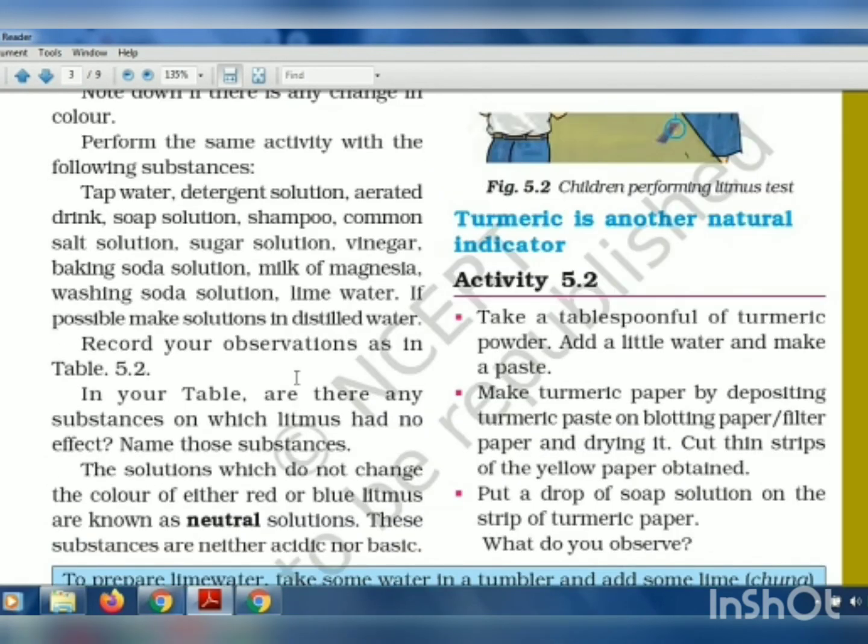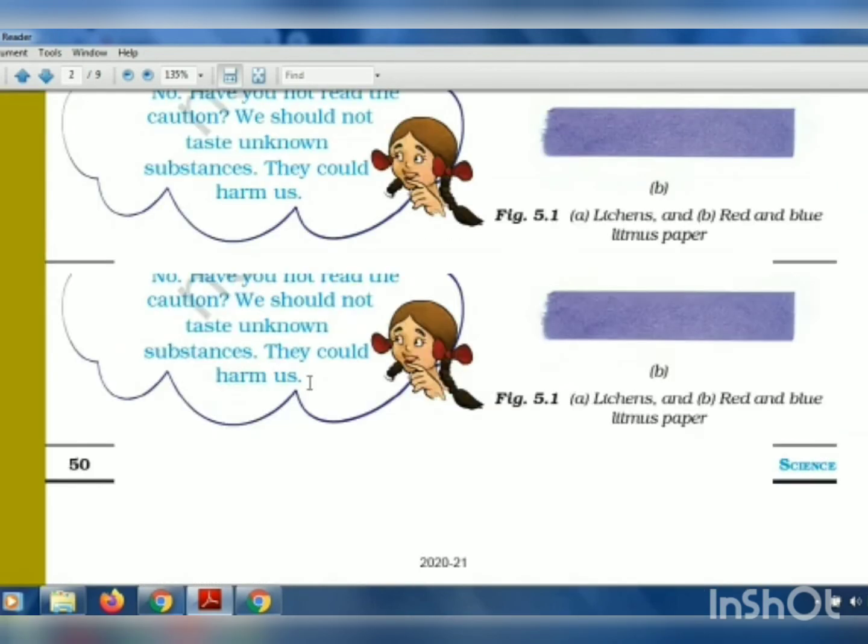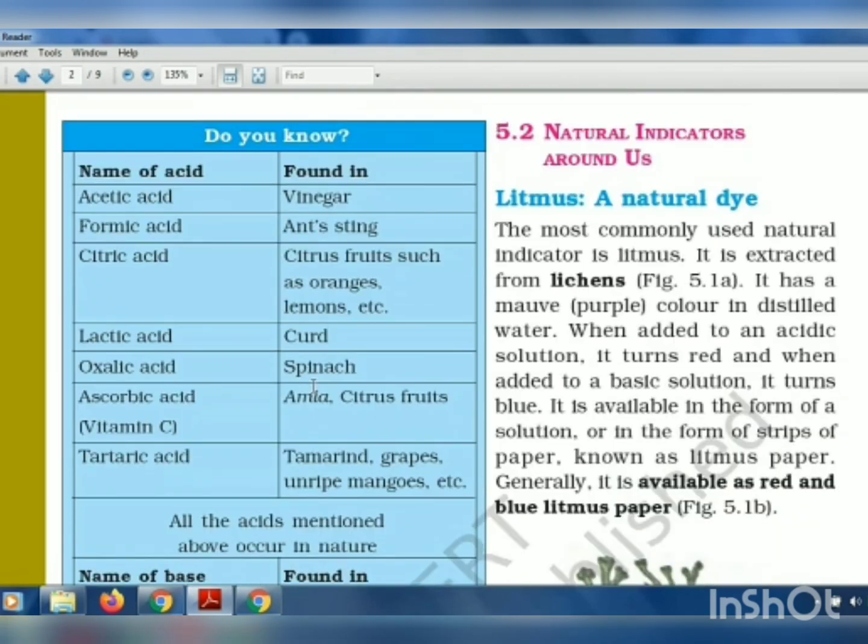Okay. So hope everybody is clear with the first indicator that we studied, that is litmus. Litmus is a natural dye and the paper we get in two colors, red and blue. Litmus is extracted from lichens, which are a combination of algae and fungi. And what does litmus do? It turns the acidic solution red and it turns the basic solution blue.